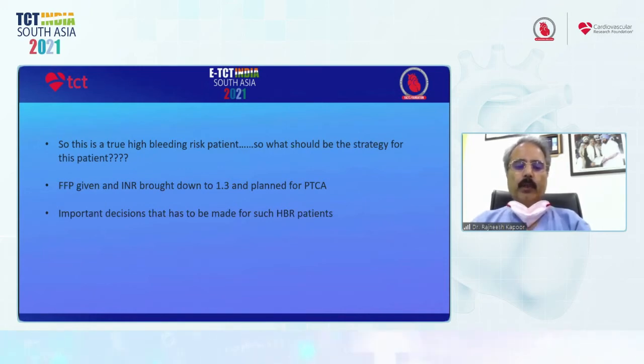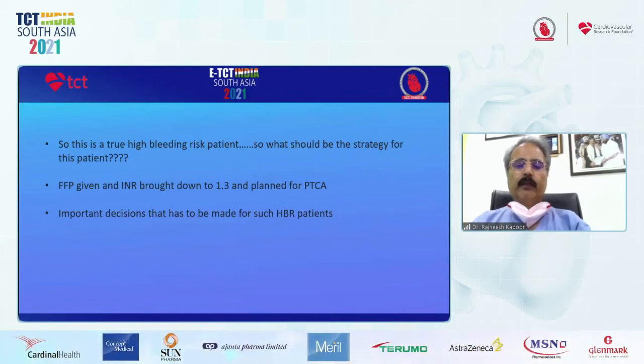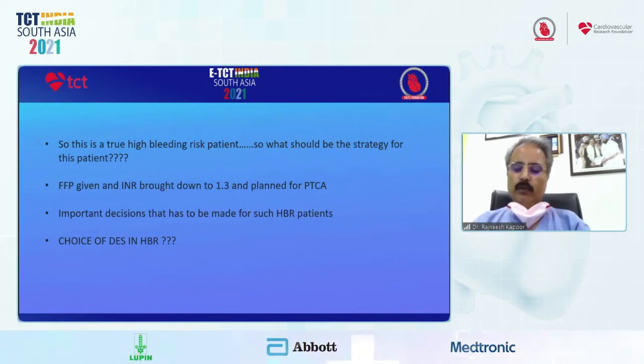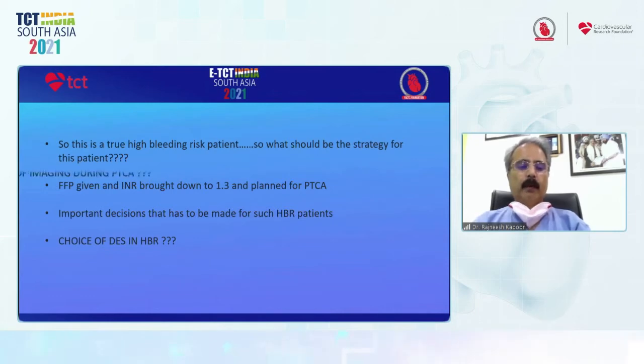The further important decisions which are very relevant in such patients are, once we are planning a PCI, what should be the choice of drug-eluting stent in such patients who are at high bleeding risk? I think that is a very relevant and pertinent point, which we should know, and we should know what the data suggests.